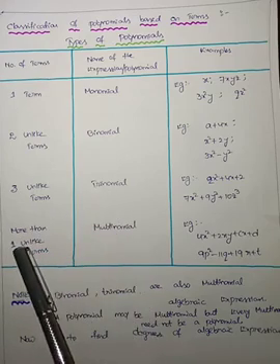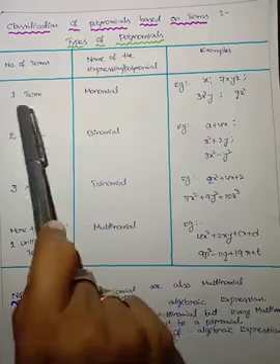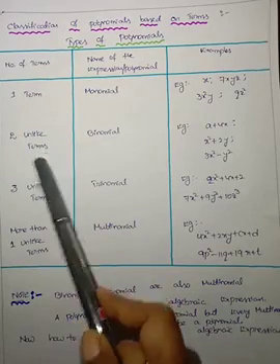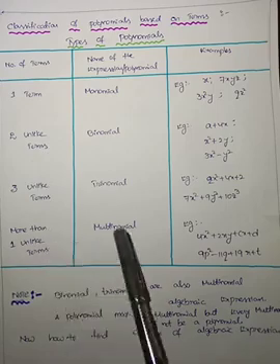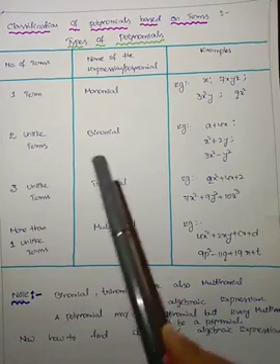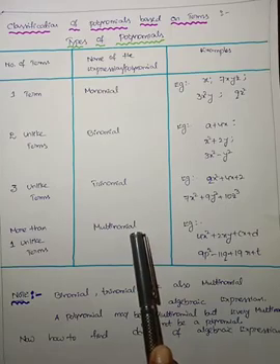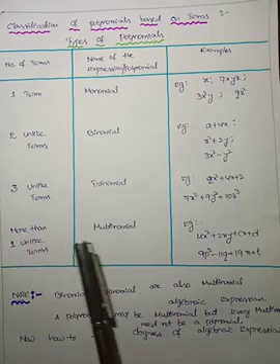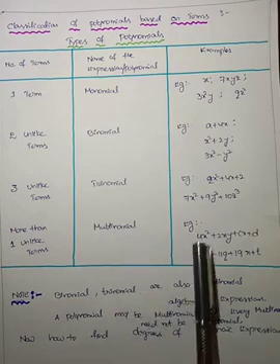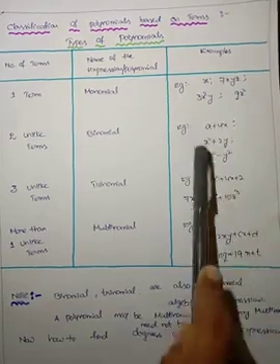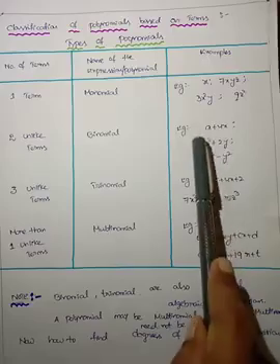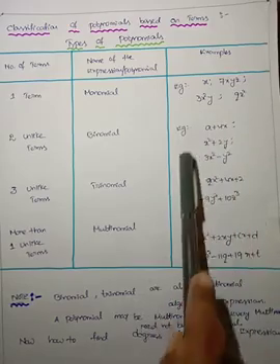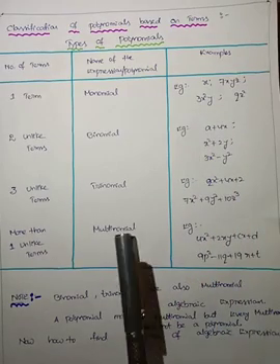More than one unlike term: two unlike terms means more than one unlike term, and three unlike terms means more than one unlike term. So binomial and trinomial are also called multinomial. What is a multinomial? A polynomial that has more than one unlike term is called a multinomial. Here are two unlike terms, here are three, here are four unlike terms. All these examples belong to the multinomial.